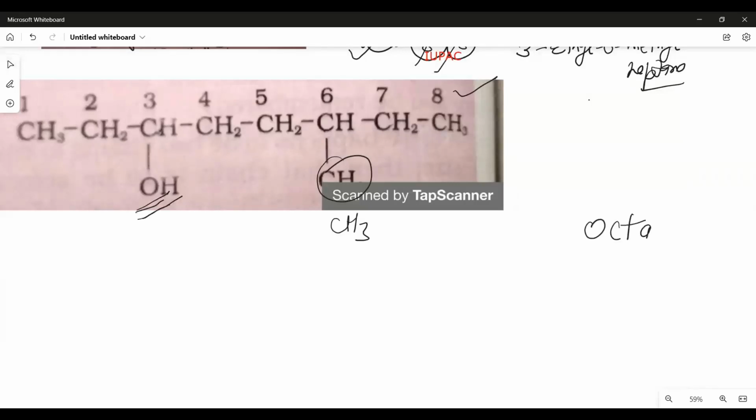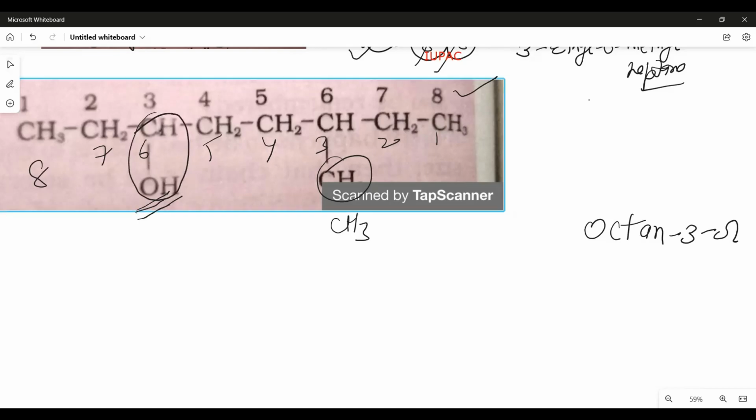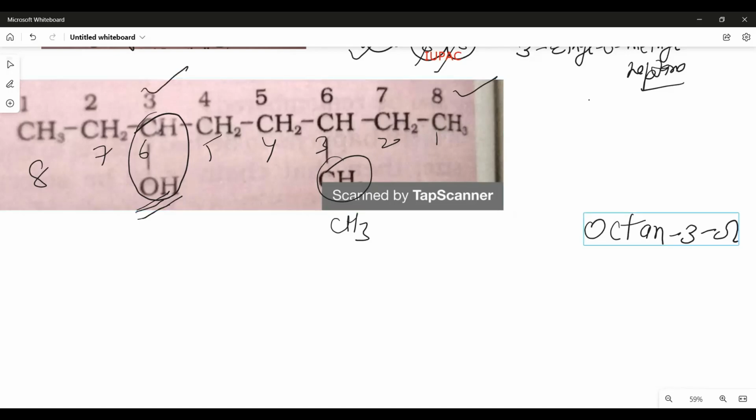octane-3-ol. क्योंकि अगर हम यहाँ से नंबरिंग शुरू करेंगे 1 2 3 4 5 6 7 8, तो OH को मिलेगा 6 नंबर जो कि 3 से ज्यादा है, इसलिए नंबरिंग स्टार्ट होगी from left side in this molecule and the OH will get the lowest number, the carbon atom which contains OH will get the lowest number, that is third number. So it is octane-3-ol.